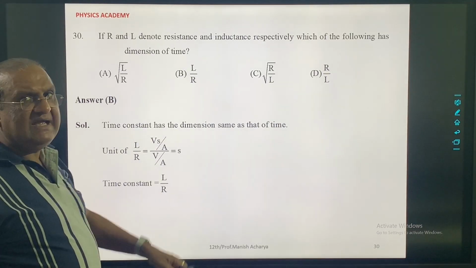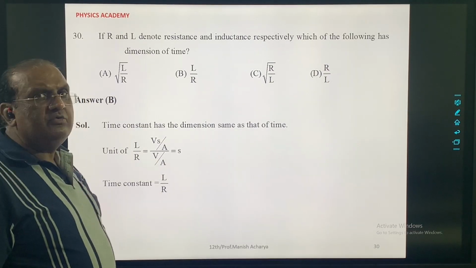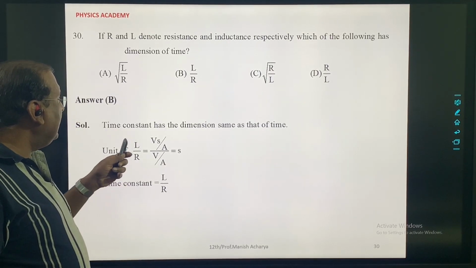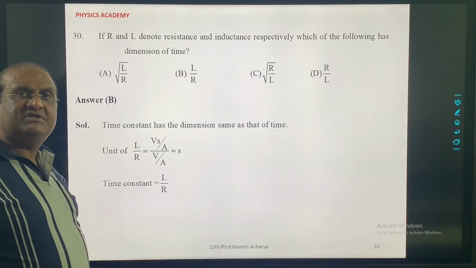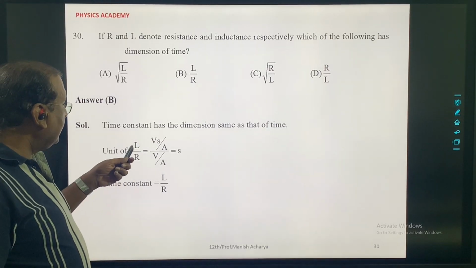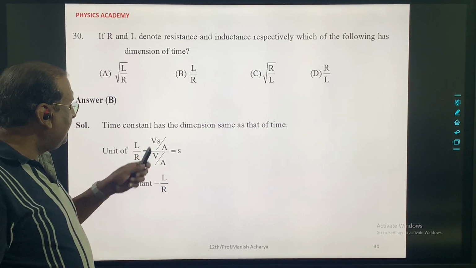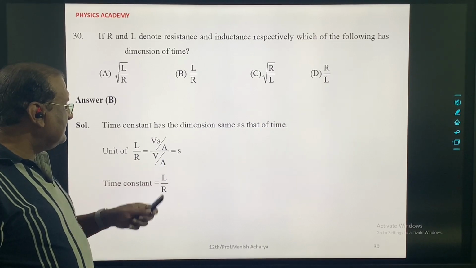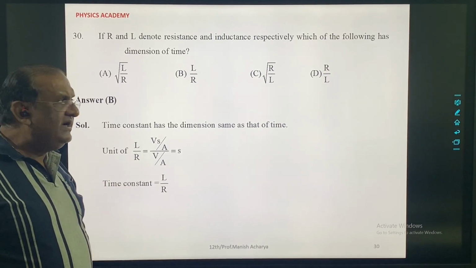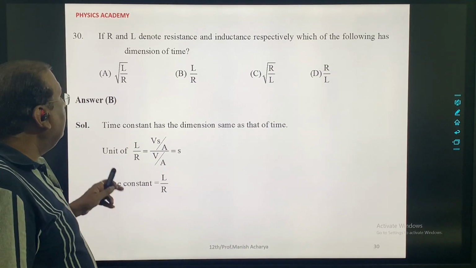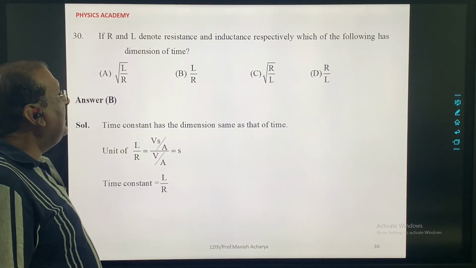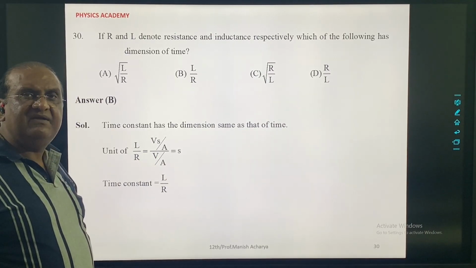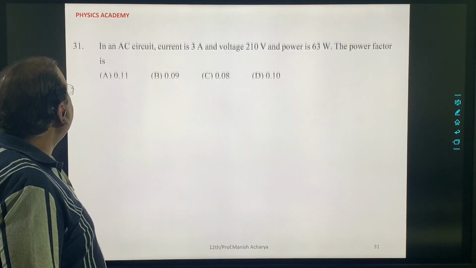time constant has a dimension equal to the dimensions of time. Now see here, suppose we think about L by R. So L by R is the time constant of the LR circuit. For L, the unit is volt second per ampere. For resistance, volt per ampere. So volt per ampere cancel, and finally you get the unit second. It implies that your answer is L by R, which has the dimensions of time itself. Clear?